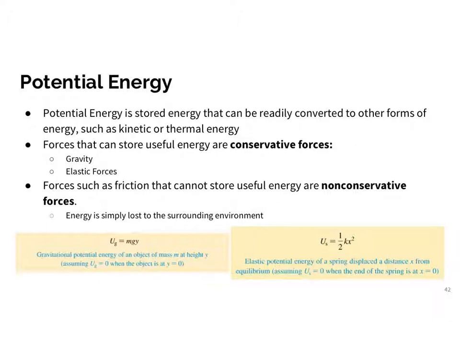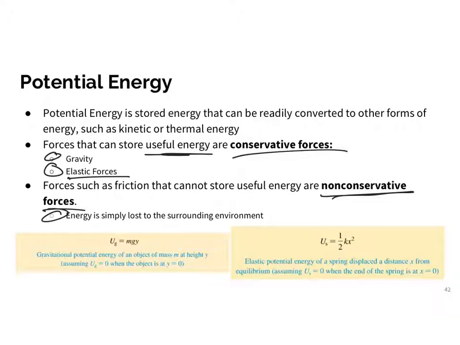And there are only really two big forces that can actually create this useful energy, and those are the conservative forces: gravity and elastic forces. Those two forces always exert, or like with elastic, always want to return to equilibrium, so they can store that energy ready for later use. And then, of course, we have the opposite, forces like friction that can't store useful energy, because once something's lost to friction, it's useless to us. We call those non-conservative forces. So energy is just lost to the environment.